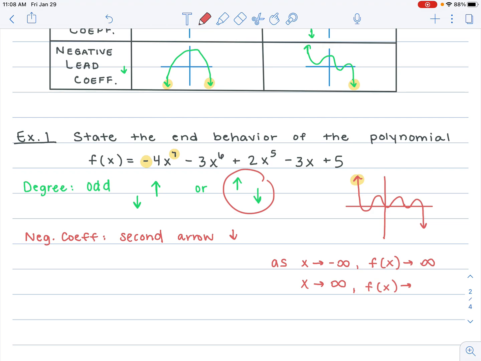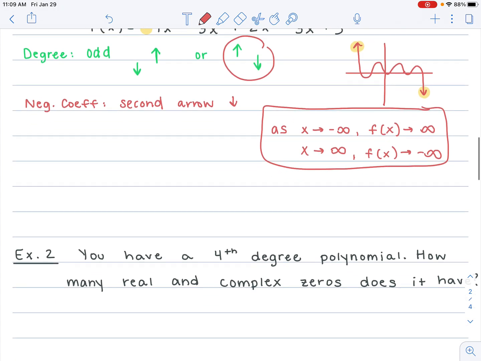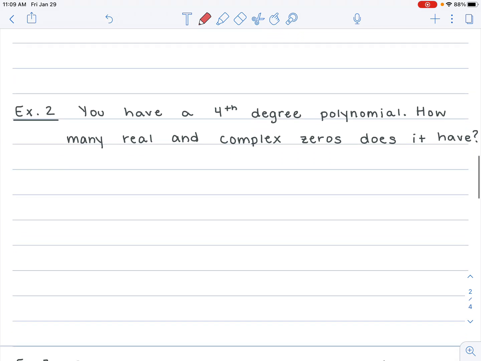So as x approaches negative infinity, that is this arrow here. Which way is that arrow facing? It's pointing upwards, so that'd be to positive infinity. As x approaches positive infinity, that's this arrow down here, it's facing downwards, which is towards negative infinity. So this would be my end behavior without having to graph the actual function.